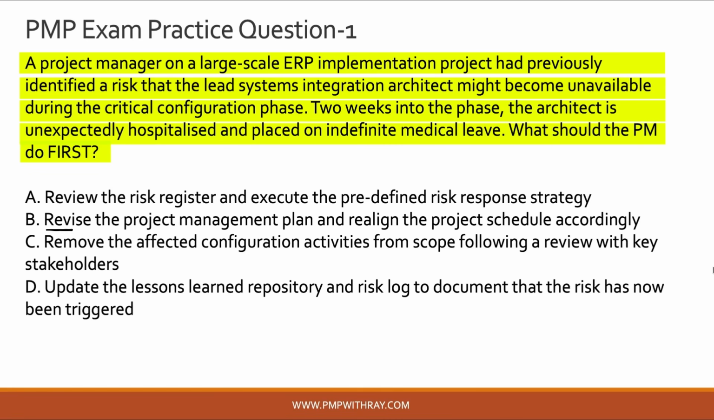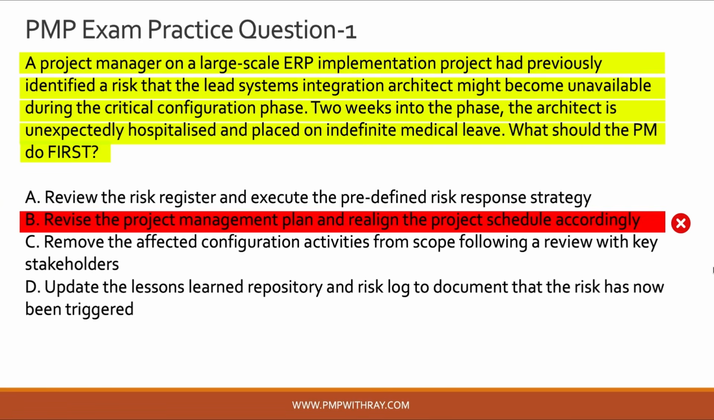So option B says revise the project management plan and realign the schedule. Now, that might seem reasonable on the surface, but if you really think about it, why would you start reworking the plan before even checking whether you already have a plan for this exact situation? So that's just jumping ahead without doing proper due diligence. And if you do that action, you may end up doing some highly unnecessary rework. So that is why option B is the incorrect answer choice.